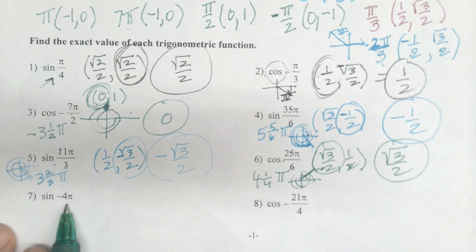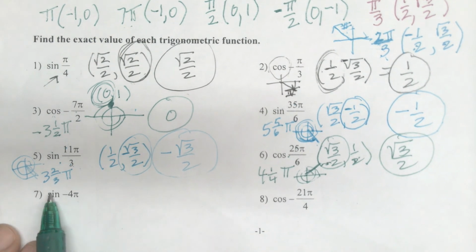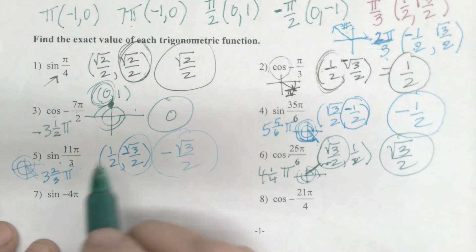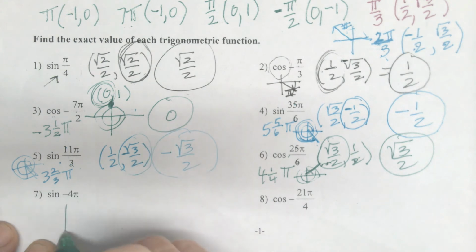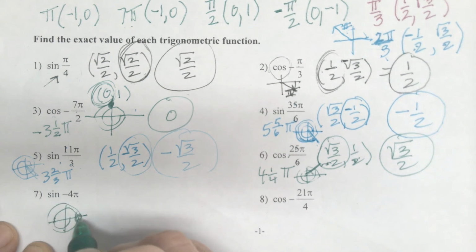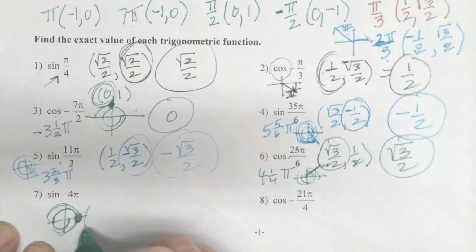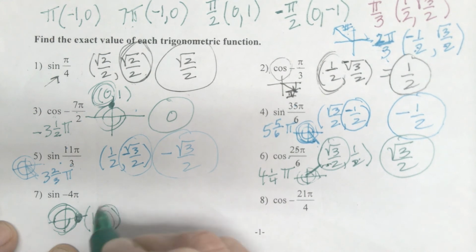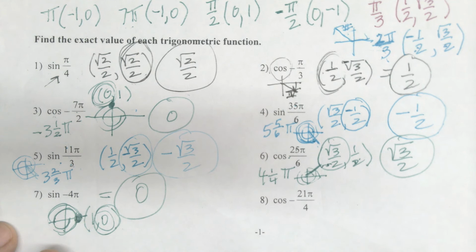I've got a whole pi on my next one. This is sine of negative 4 pi. That means I'm going to be moving backwards, so 2, 4. I'm right here at the beginning, backwards 2 pi, 4 pi. That is the point 1 comma 0. I'm interested in the sine, so my answer here is 0.